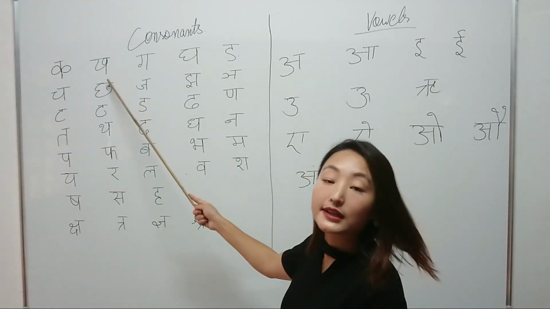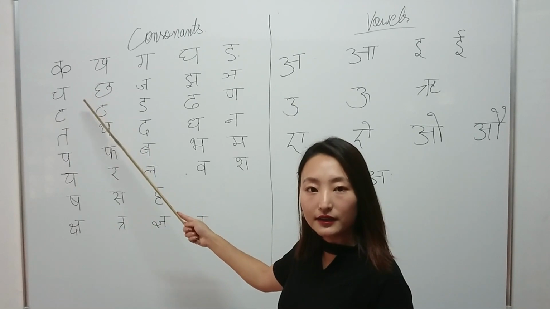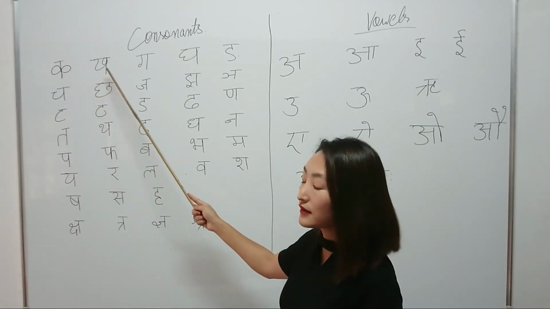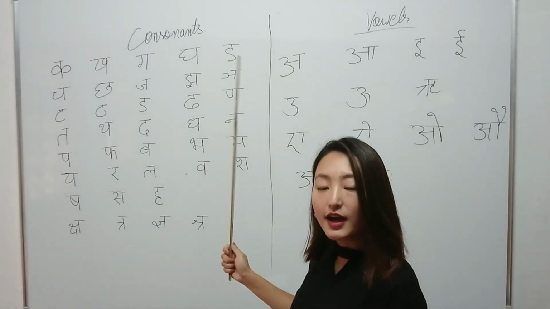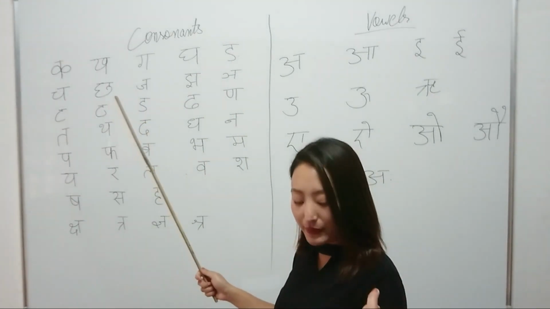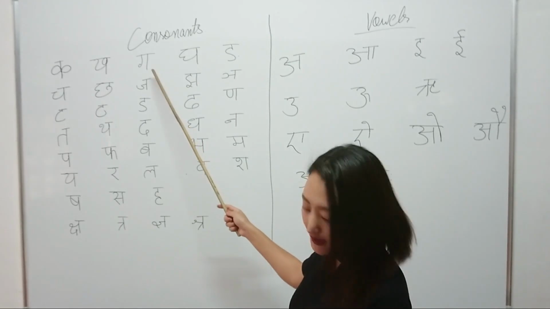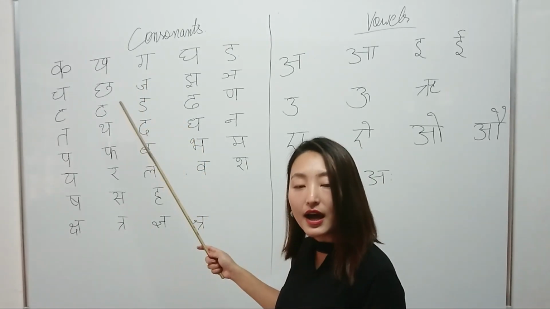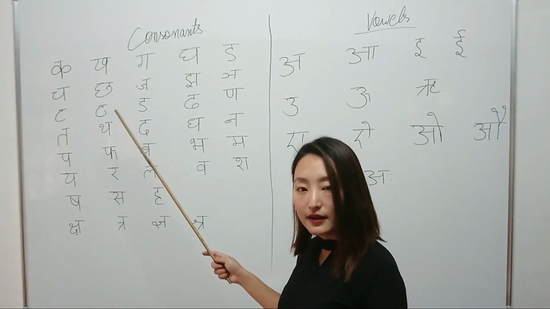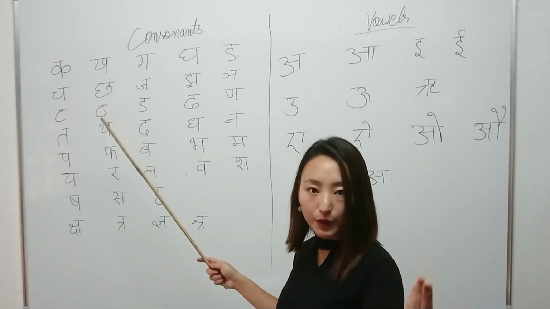Next is kha. This ka and this kha. Okay, kha se khargosh, khargosh, it means rabbit. The next is ga, ga se gamla, gamla, it means pot, flower pot.